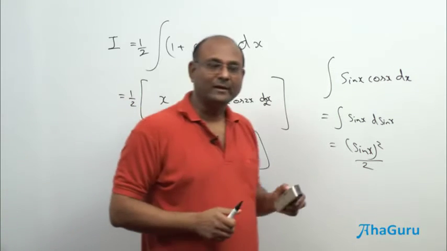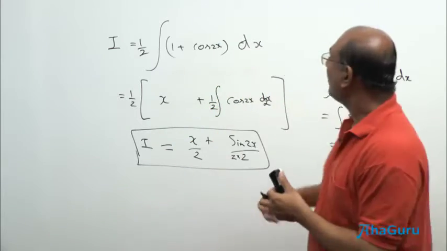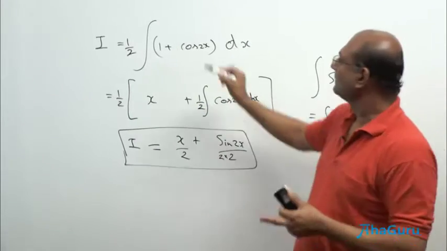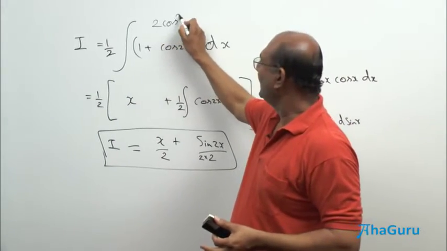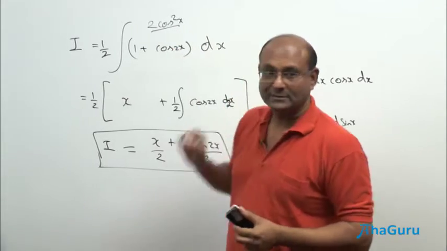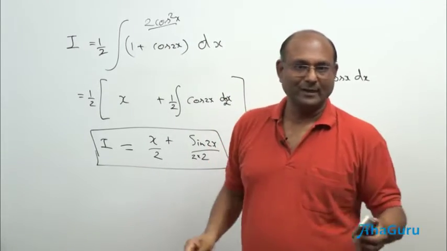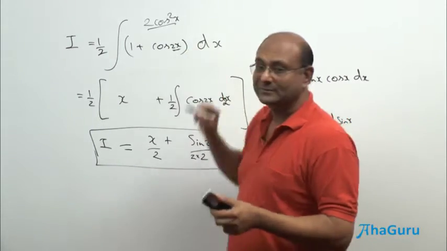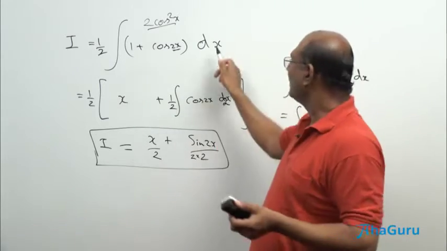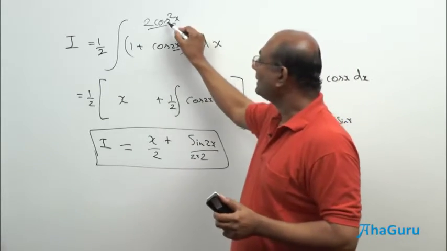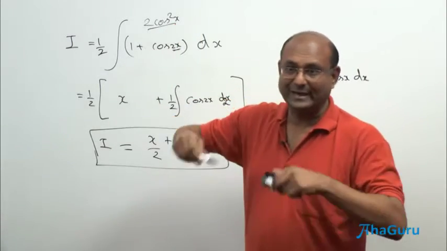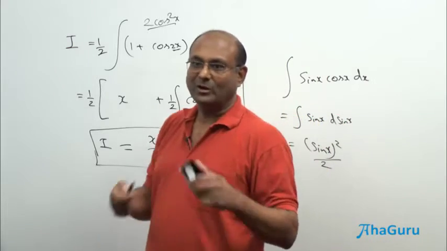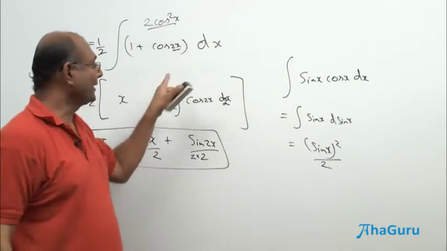What have we used here? We have used the fact that 2 cos square x can be written as 1 plus cos 2x. Because it turns out 2x is very easy to integrate. Because you can always make this 2x. But if I wanted to make it cos square x, that's a little more messy. So you convert cos square x into cos 2x.